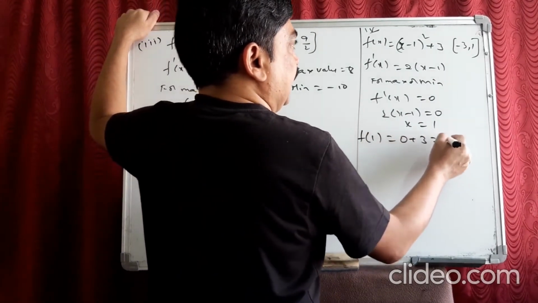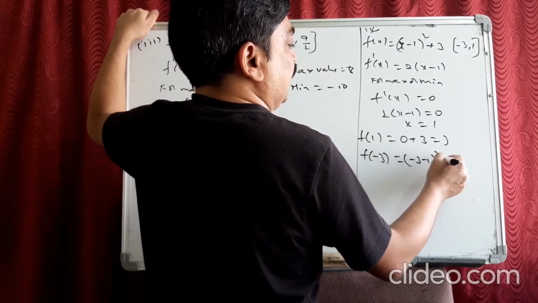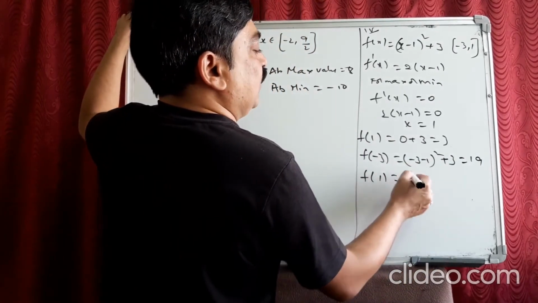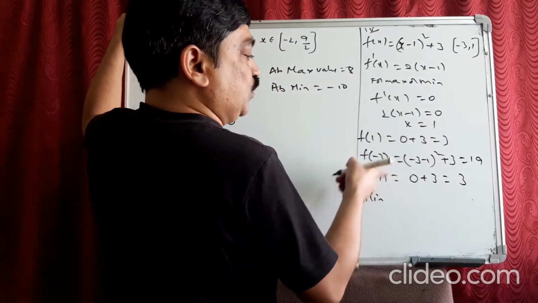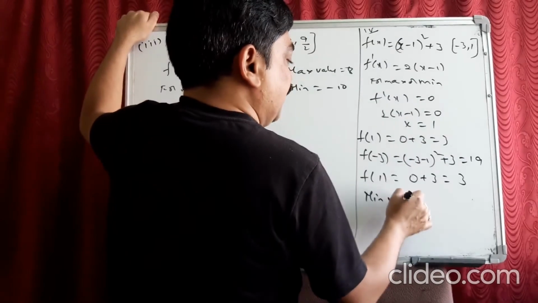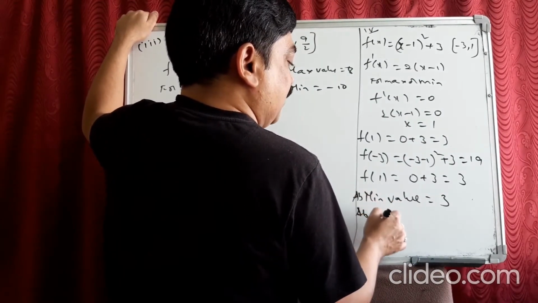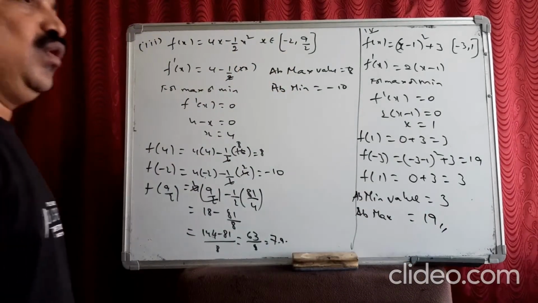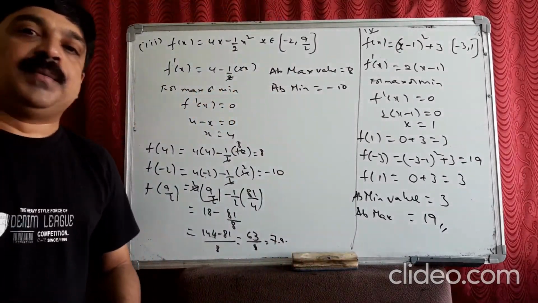So let us substitute f of 1: 0 plus 3, 3. f of minus 3: minus 3 minus 1 whole square plus 3, 16 plus 3, it is 19. f of 1: 1 minus 1, 0 plus 3, 3. So minimum value is existing at two places. Fine, no problem. So minimum value is 3, absolute minimum, and absolute maximum is 19. Okay, so we don't go with the second derivative in the case of absolute maximum or absolute minimum.